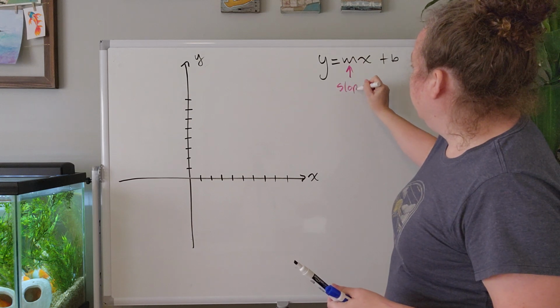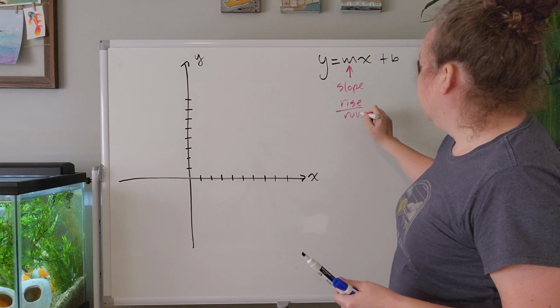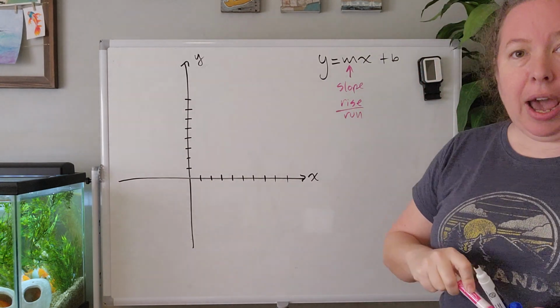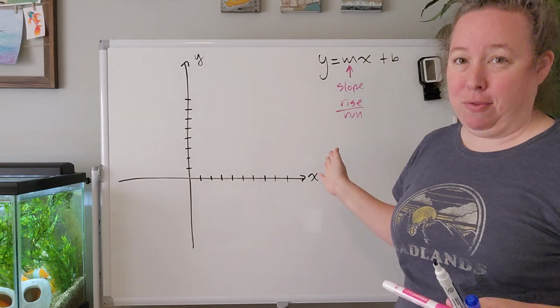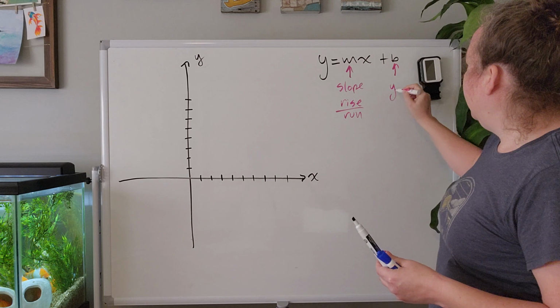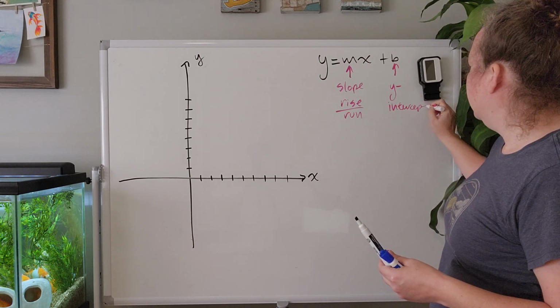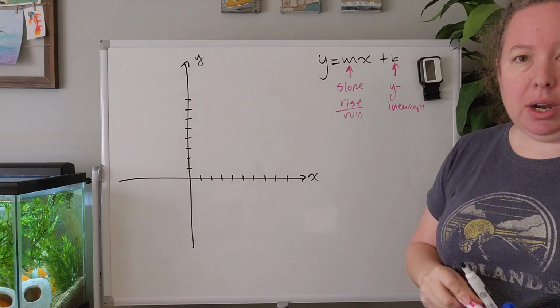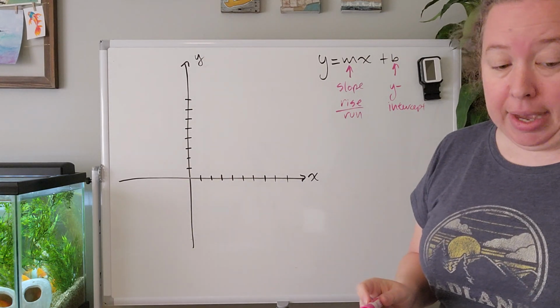M is the slope, and it is rise over run. So you just need to see how, from point to point on the line, how far do you go up, how far do you go over. What's B? B is the y-intercept. And so this is where the line crosses the y-axis.